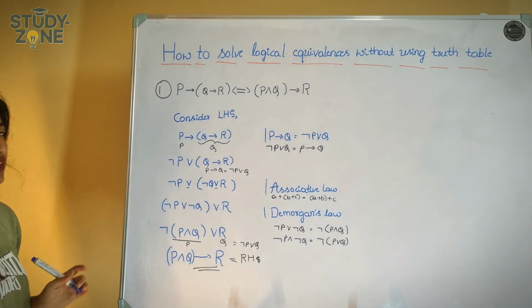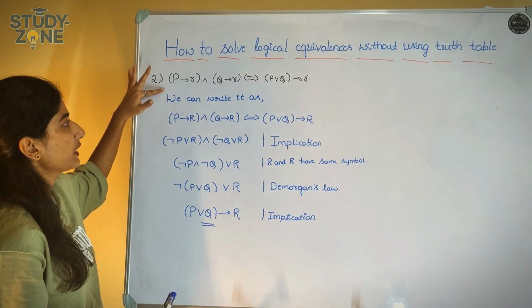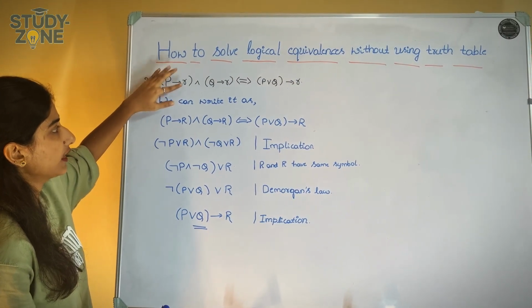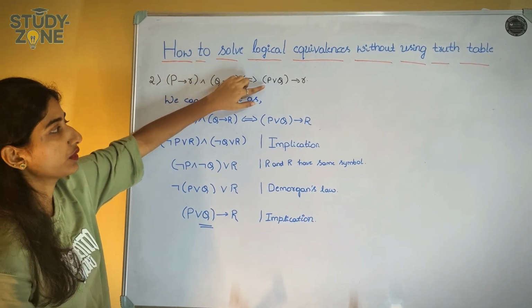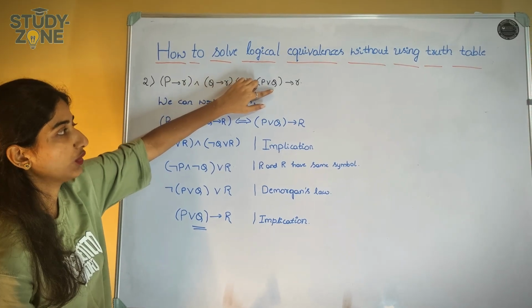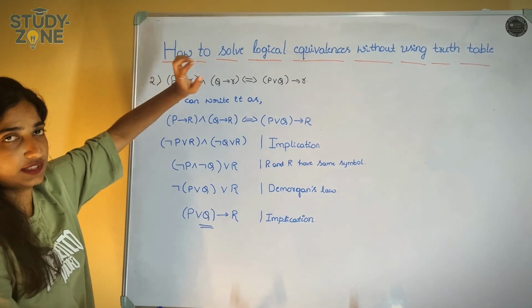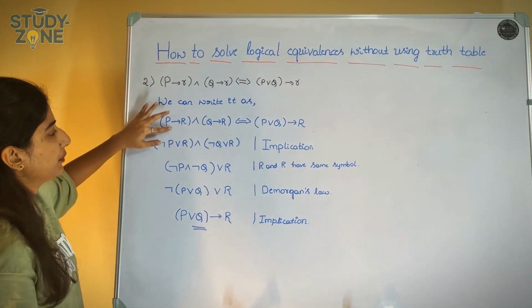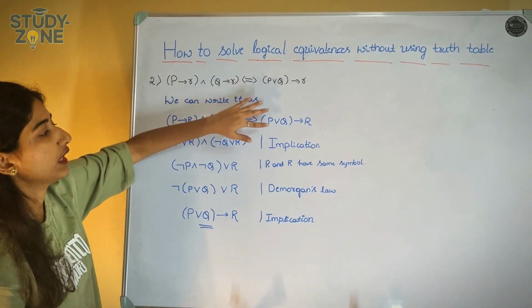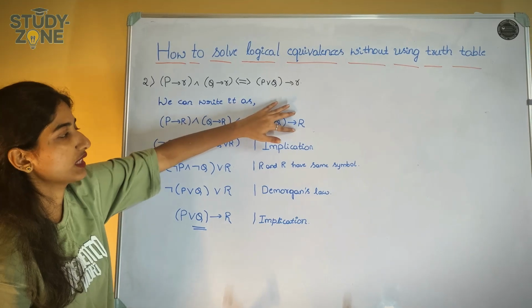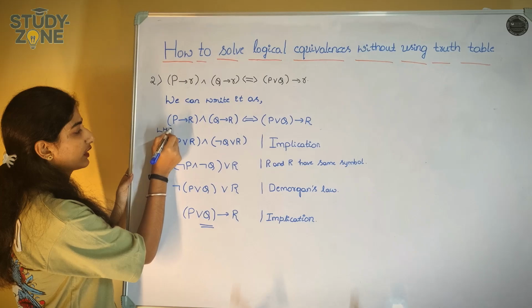So let's go through the second question. In the second example, the problem is (P implies R) and (Q implies R) is logically equivalent to (P or Q) implies R. Here R is a small letter, right? So we can write it as (P implies R) and (Q implies R), which is logically equivalent to (P or Q) implies R. So let us consider the LHS.